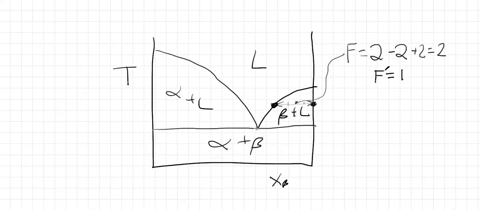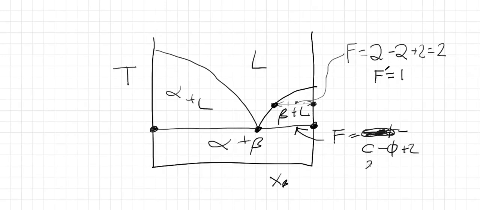What about if you're down here though? What do you have on this line? We can see you have liquid, but you also have alpha, or beta and alpha. So all three are present. On the eutectic line, we can say that if we write components minus phases plus 2, that's going to be 2 components. We've got 3 phases present. So that's going to be 1. But remember, the pressure is fixed, so we've lost a variable.